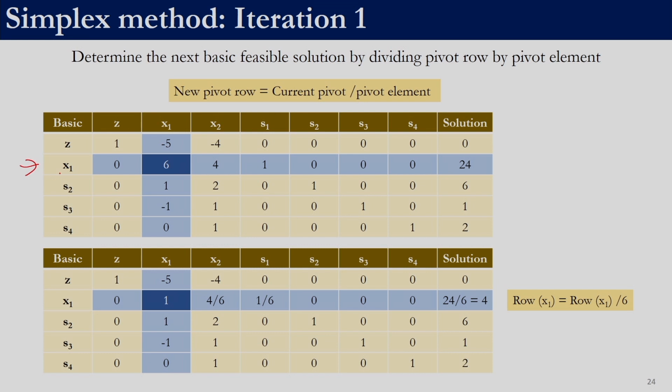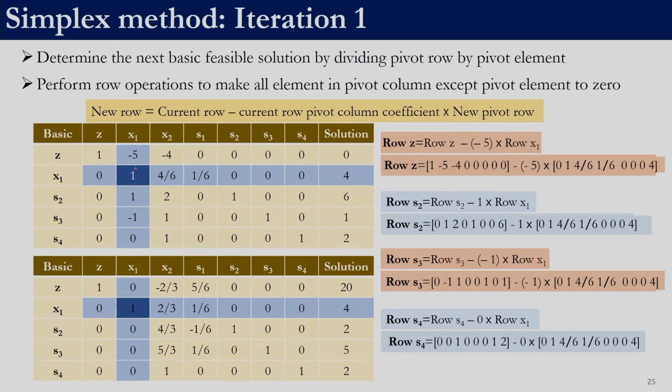Over here this is the pivot row, this is the pivot element. So, we need to divide this entire row by the pivot element: 0 by 6, 6 by 6, 4 by 6, 1 by 6, 0 by 6, 0 by 6, 0 by 6 and 24 by 6. That is what we get as the new row. Now that we have made the pivot element 1, the next step is to make the other elements in the pivot column 0 by appropriate row operations.